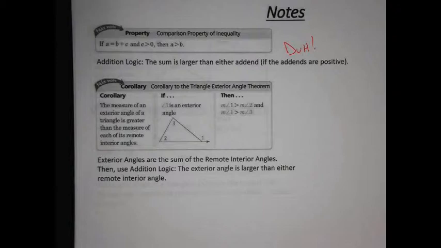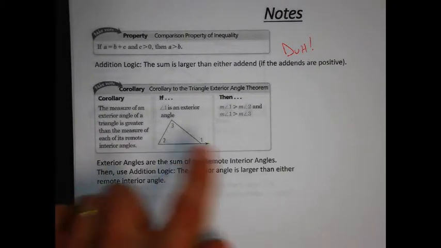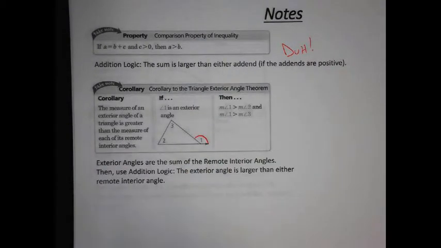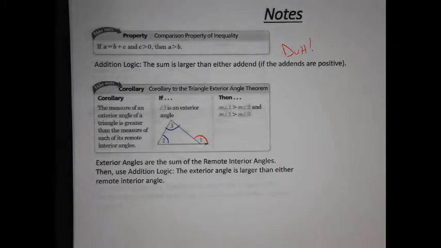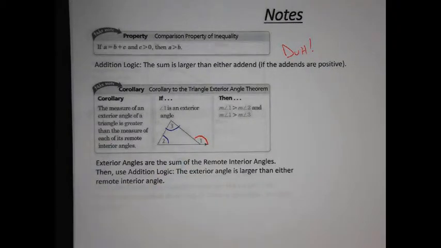The next one is the corollary to the triangle exterior angle theorem. Wait, what? Do you remember the triangle exterior angle theorem? You remember where the exterior angle is the sum of the remote interior angles? The exterior angle out here, angle 1, is the sum of the two remote interior angles. Well, we're going to use addition logic with that. If that was the case, then clearly the exterior angle is going to have to be bigger than either of the remote interior angles.